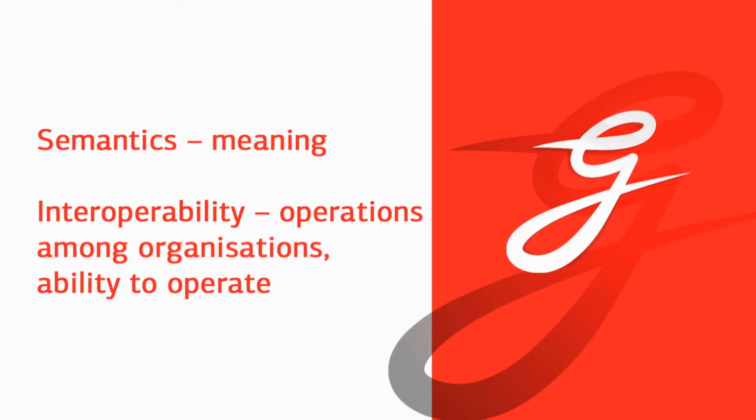Well, what is semantic interoperability? What is semantics? Semantics means meaning, and interoperability means operation, and then interoperation, which means operation among organizations, the ability to make operations among or between or across organizations or ministries if we talk about the government. So semantic interoperability means how meaningfully can we do interoperations between organizations.